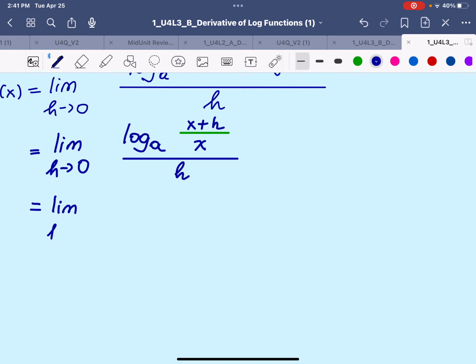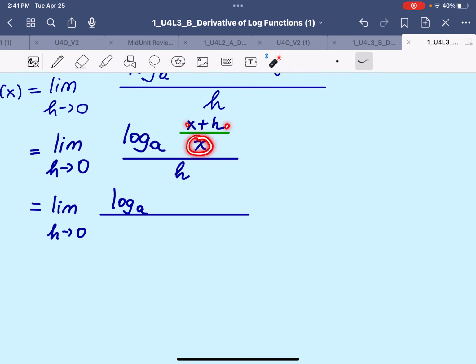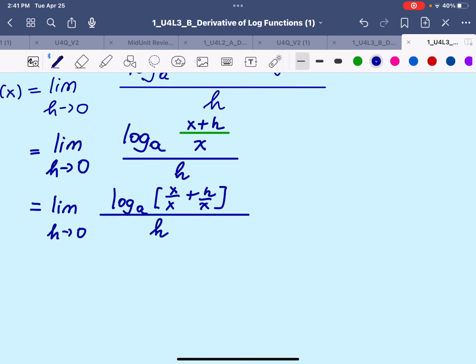So I will rewrite the numerator slightly differently. So we have the limit as h approaches 0. We have log with base a of, now I will assign the denominator x to each term in the numerator, which means that we'll have x over x plus h over x. The denominator still has h. Now notice that here we have a new term, h over x. X over x will become 1. And we will bring h over x in the denominator as well. And we'll do this by multiplying h by x over x.